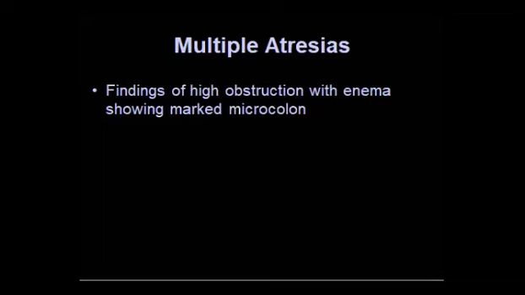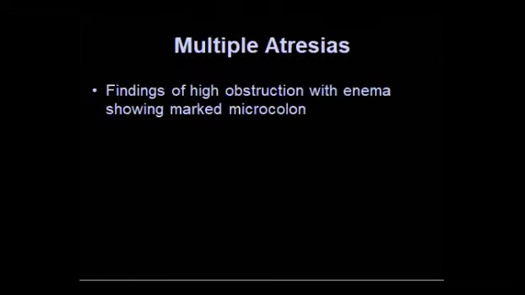High obstruction, and the enema shows marked microcolon as well. So he already has a dilated duodenum, and he has a gasless abdomen distal to the level of obstruction. High obstruction, there is marked microcolon, so maybe another atresia down. So this one can be jejunal atresia, but at this level, you already have something with multiple atresias.